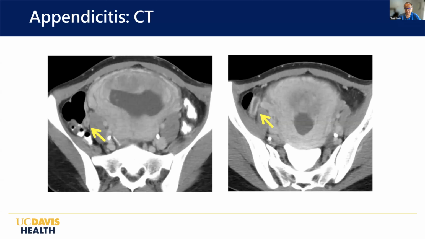Here's an example of typical imaging findings of acute appendicitis in a pregnant patient in the second trimester: fluid-filled appendix in the right lower quadrant. And this is in CT.